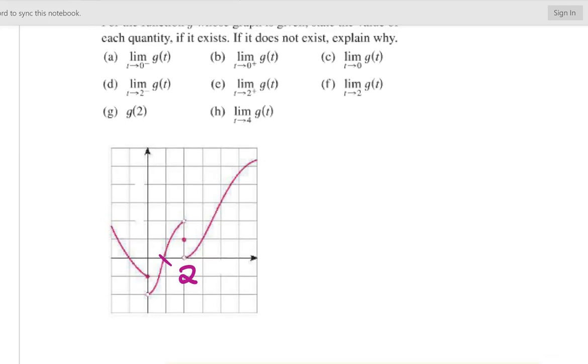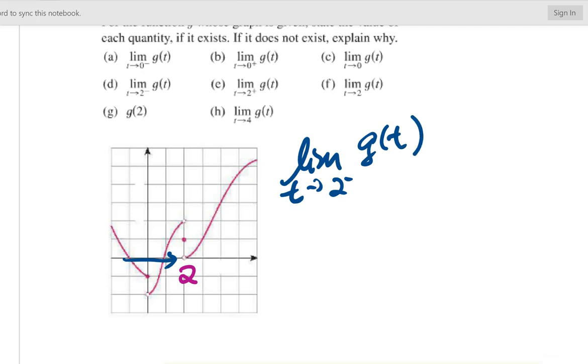So let's look at the limit as t goes to 2 from both sides. I'm going to pick blue coming in from the left. So the limit as t goes to 2 from the left of g of t is, you look at the y value, and it looks like it's going to be 2. So the y value coming in from the left is going to be 2.